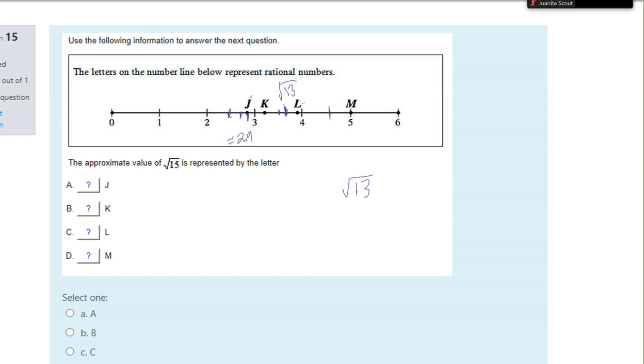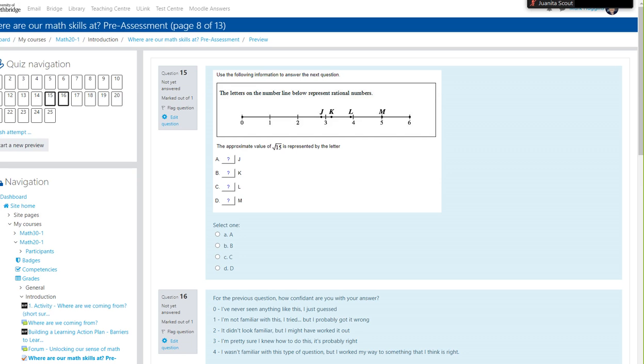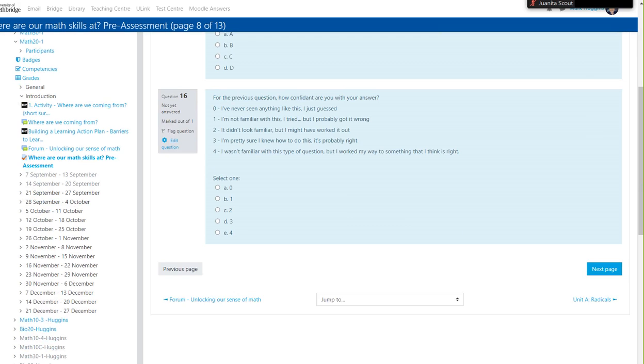Move this out of the way. All right, so we're good with that one. That one should be fine. I'll go back to the page here, and I'm going to go to the next one.